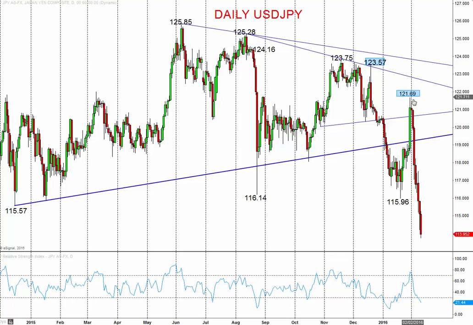So this plunge lower we've had here in February for US dollar yen wiped out supports at 115.96 and then all the way back here from 2014 at 115.57.